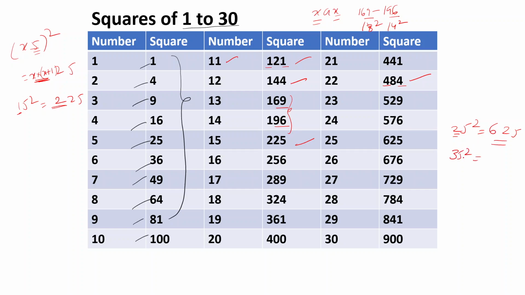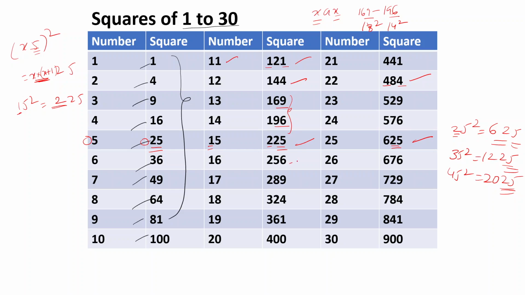Similarly, 35 whole square: 3 times 4 is 12, and 25. Similarly, 45 whole square: 4 times 5 is 20, and 25. So always 25 will come. See, 5 whole square is 25, because here 0 is there, 0 into 1 is 0. So 15 whole square: 1 times 2 is 2, and 25. 25 whole square: 2 times 3 is 6, and 625, and so on. See, now this is also over.